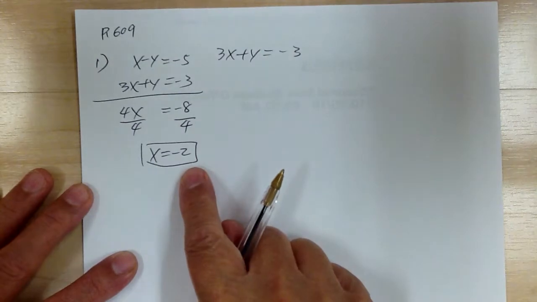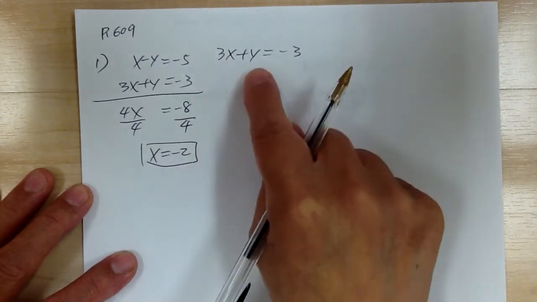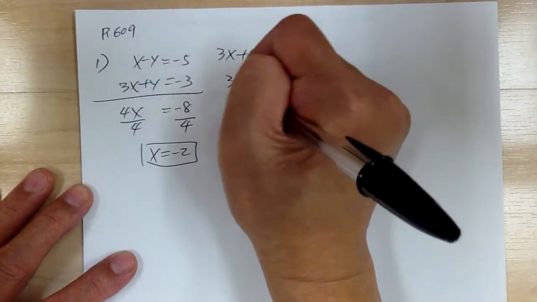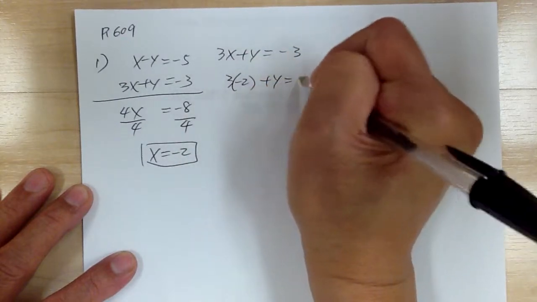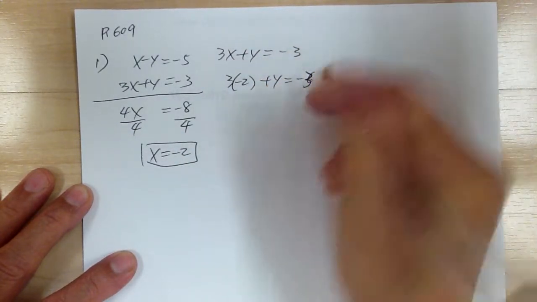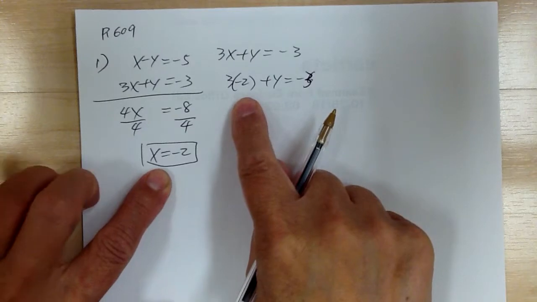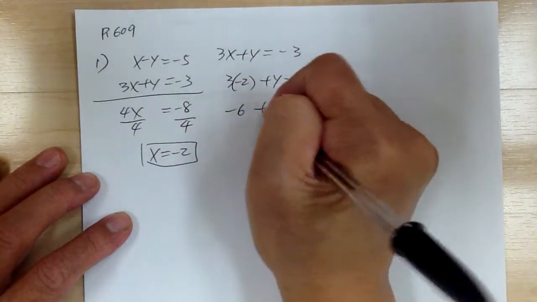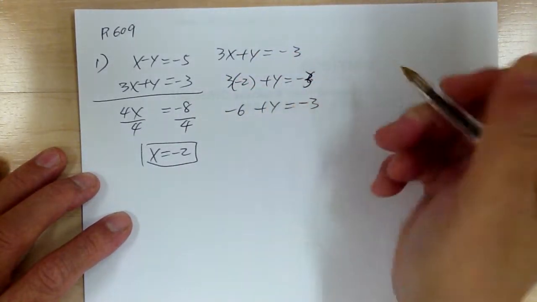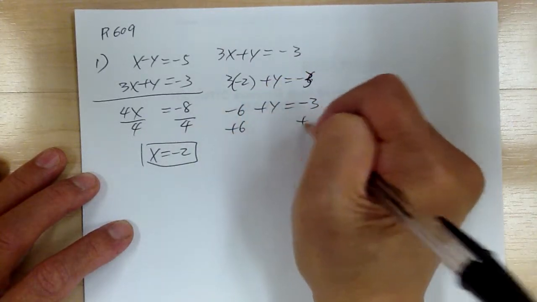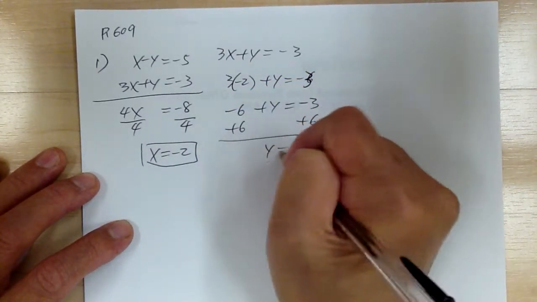Once you find x, you need to go and solve for y. So I'm going to use this one here. So you've got 3 times negative 2 plus y equal to negative 3. Again, when you substitute, put it in parentheses. So you've got negative 6 plus y equal to negative 3. So plus 6 on both sides. So y equal to 3.